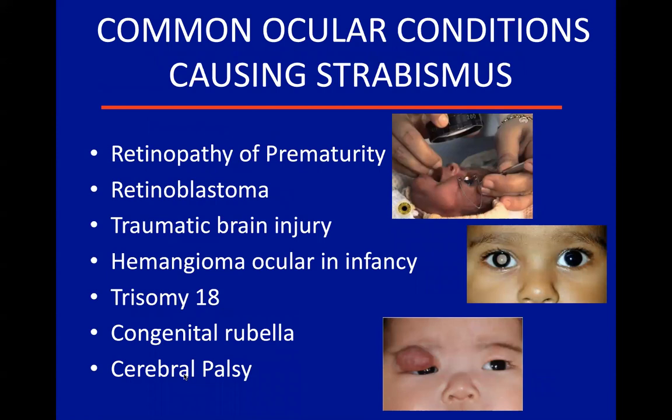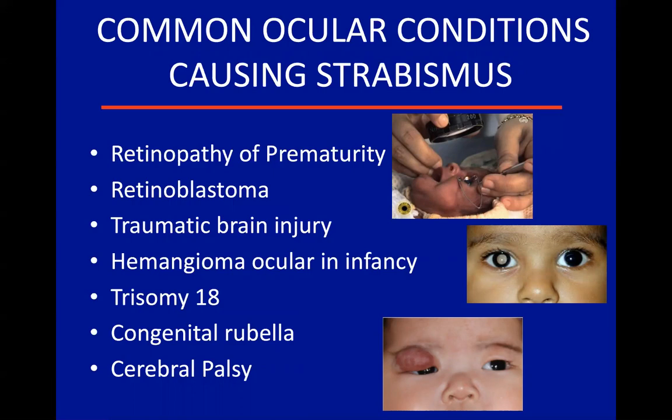So what are the common ocular conditions causing strabismus? Retinopathy of prematurity. If a patient is not able to see because of retinopathy of prematurity, he will develop strabismus. Retinoblastoma, we're going to be talking about that at the end of this lecture. The retinoblastoma, which is a tumor of the eye, will also cause that.